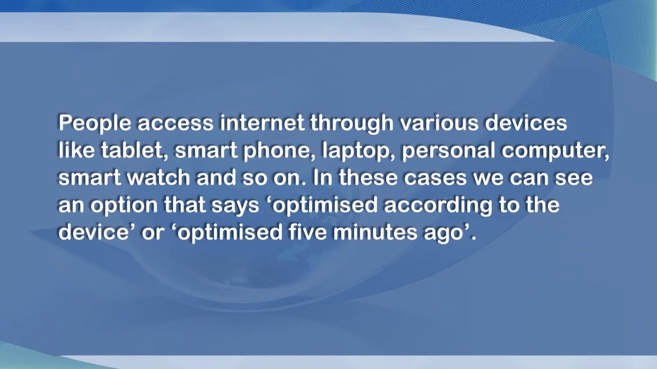People access the internet through various devices like tablets, smartphones, laptops, personal computers, smartwatches, and so on. In these cases, we can see an option that says optimize according to the device. This refers to the possibilities of accessibility. While designing a website, keep in mind that this website will be used on various platforms including as a mobile phone application. While ensuring the identity of the website, make sure it can be used on all platforms.